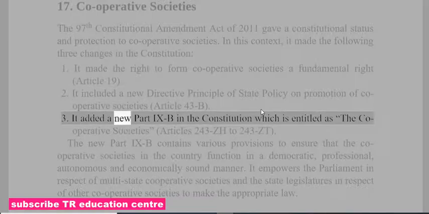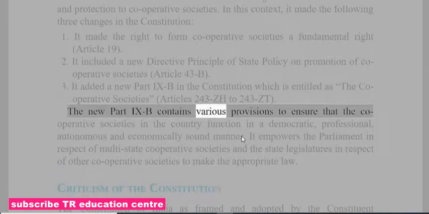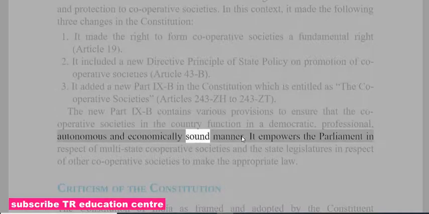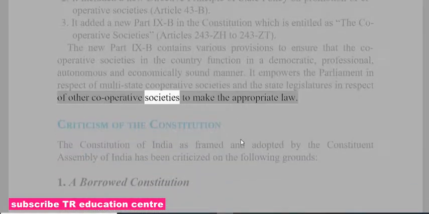3. It added a new Part 9B in the Constitution which is entitled as the Cooperative Societies, Articles 243ZH to 243ZT. The new Part 9B contains various provisions to ensure that the cooperative societies in the country function in a democratic, professional, autonomous and economically sound manner. It empowers the Parliament in respect of multi-state cooperative societies and the state legislatures in respect of other cooperative societies to make the appropriate law.